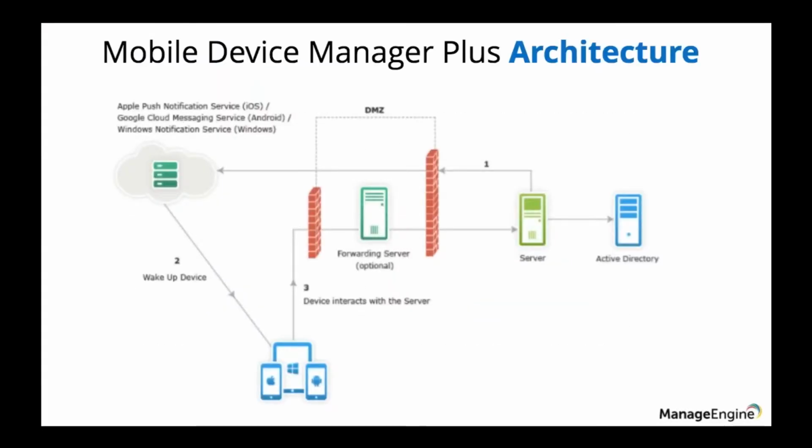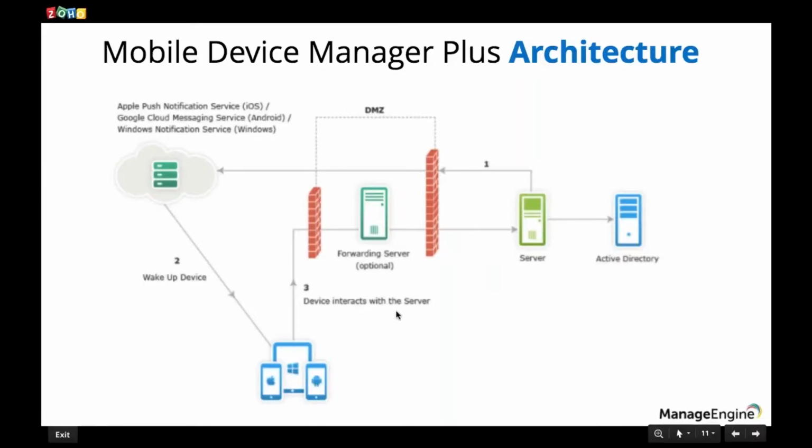So let's have a look at the product architecture. There are 3 main components that make the product architecture. The first one is the server, the notification services, and the devices to be managed. The server uses these notification services like APNS, GCM, and WNS to wake these devices. These devices then contact the server for tasks and information that is required.